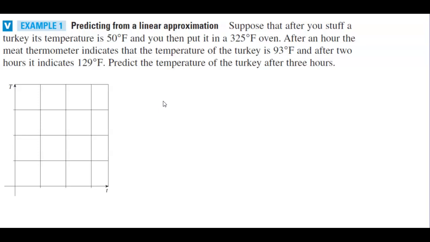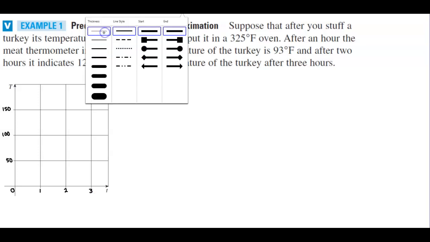So first, if we take a look at our number line here, this is representative 0, this is 1 hour, this is 2 hours, this is 3 hours. And then we're going to go from 0 to 50 for the temperature, and then to 100, and then to 150. So let's first plot our points.